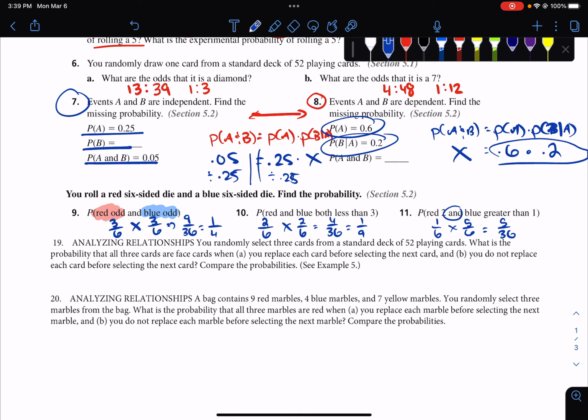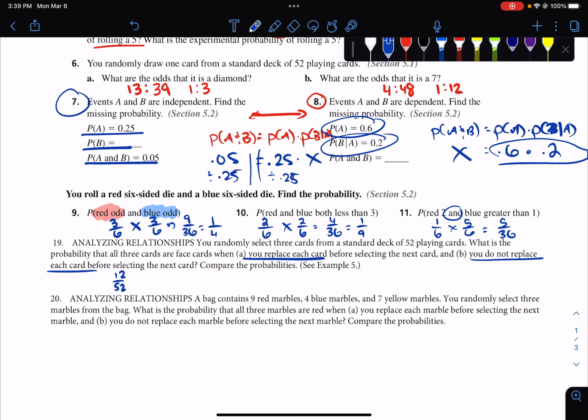Analyze relationships. You select 3 cards from a deck of 52. What's the probability that all 3 cards are face cards when you replace each card after selecting it and when you do not replace each card? So I've got to consider 2 different situations. One is with replacement, one is not. So let's do with replacement first. Face cards. There are 12 face cards out of 52 cards in a deck.